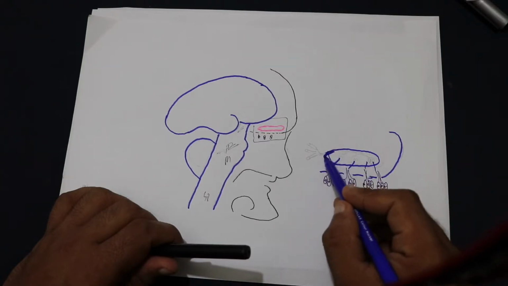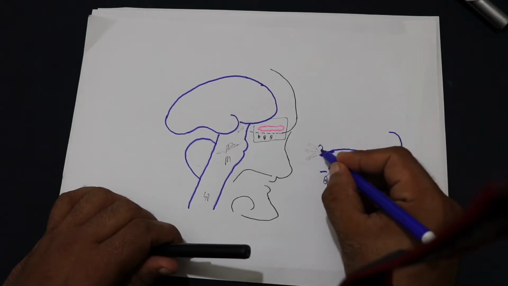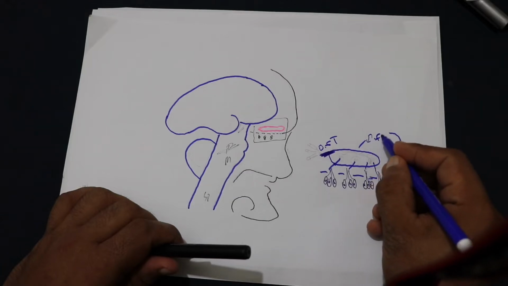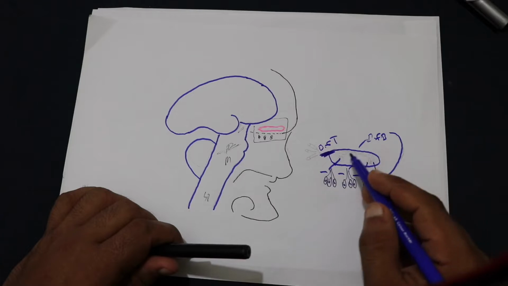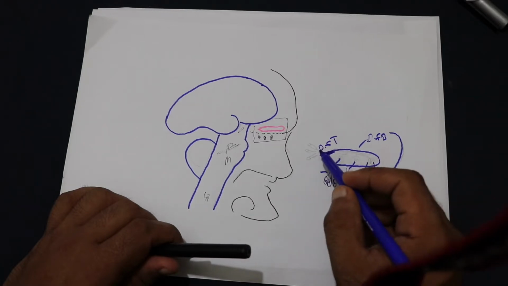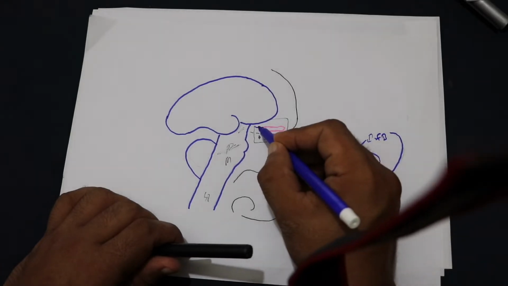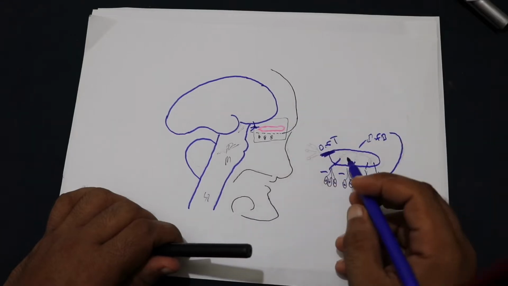All those nerves connect together to form the olfactory tract. So this is the olfactory tract, this is the olfactory bulb, and this is your olfactory nerve. Olfactory nerves connect to form the olfactory bulb, which moves together to form the olfactory tract. And as the olfactory tract moves on, it divides into three stria.